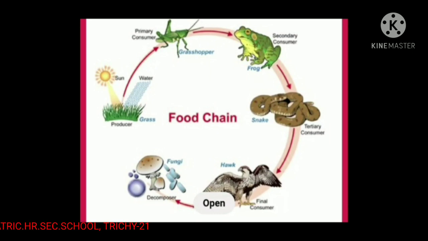Simply, we can define the term food chain: it describes the order in which organisms or living things depend on each other for food. Every ecosystem or community of living things has one or more food chains. Most food chains start with organisms that make their food, such as plants. Scientists call them producers.